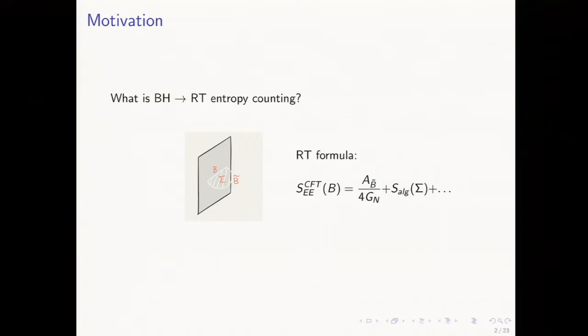So as we've heard several times this week, the RT formula says that in AdS/CFT, if you have some state with an Einstein gravity dual, then the entanglement across a region B on the boundary is given by the area of the minimal area homologous surface in the bulk divided by 4 G Newton, plus subleading corrections, the first of which is the algebraic entanglement entropy of bulk gauge invariant operators in the region contained between B and its RT surface.